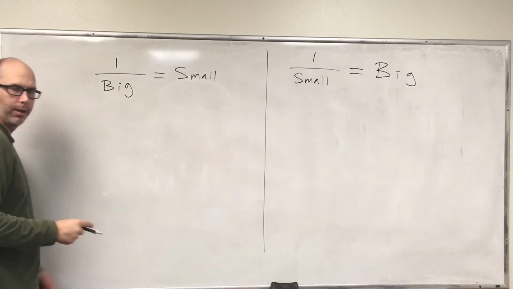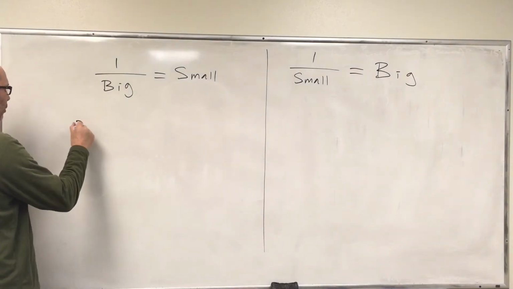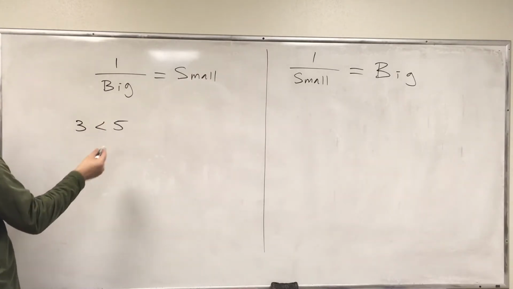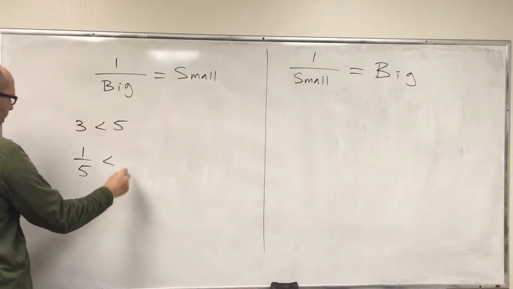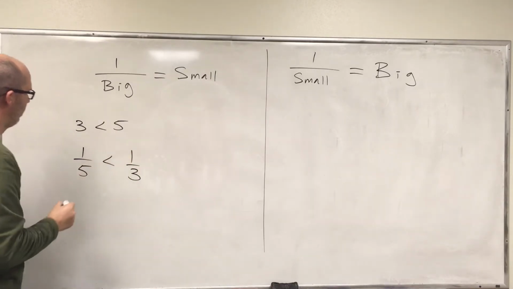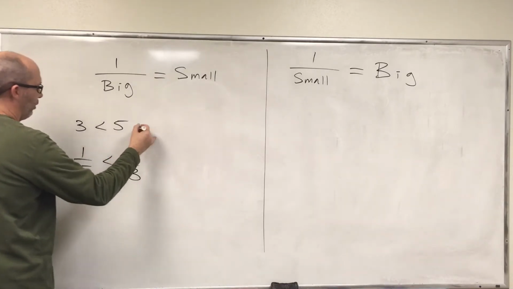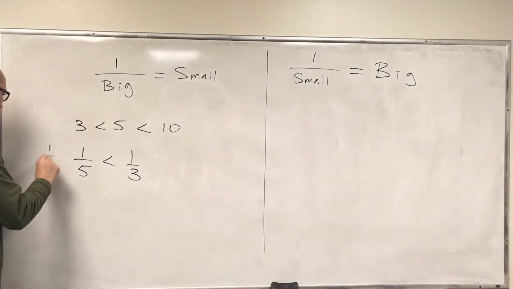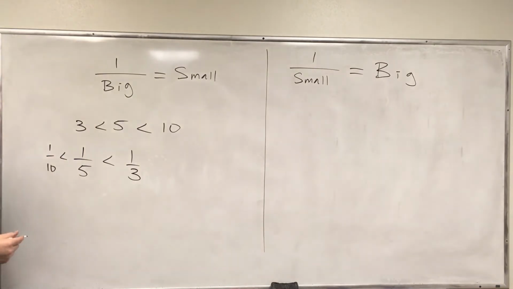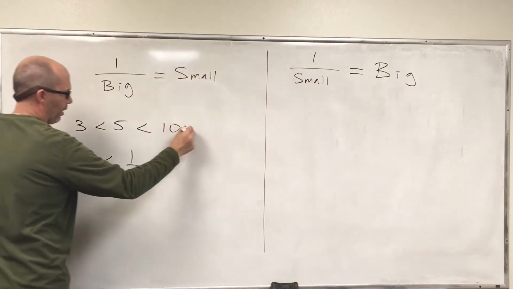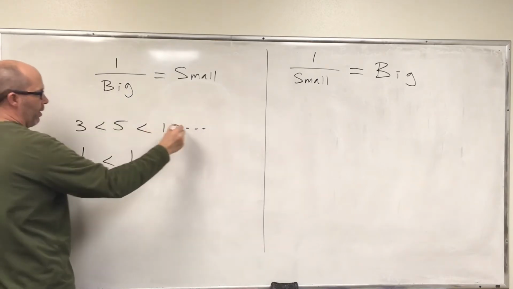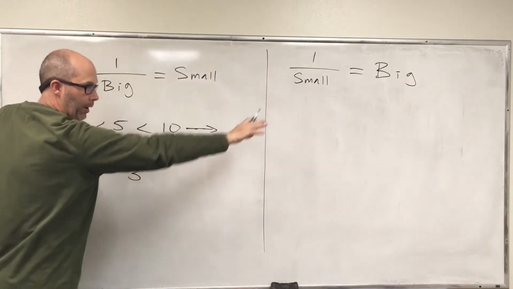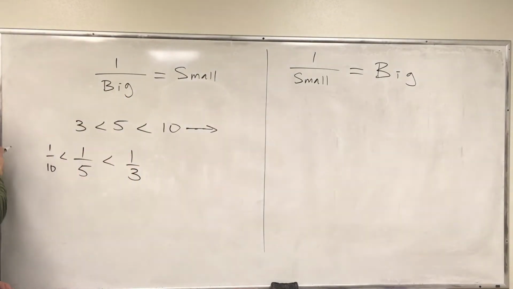So let's look at a couple numbers. Let's say 3 and 5. Right, 5 is bigger than 3, but 1/5 is less than 1/3. So continuing on like this, you could say, okay, what's bigger than 5? Let's say 10. So 1/10 is less than 1/5. So as things get big, as we move in this direction, bigger, bigger, bigger, 1 over bigger, bigger, bigger is smaller, smaller, smaller.